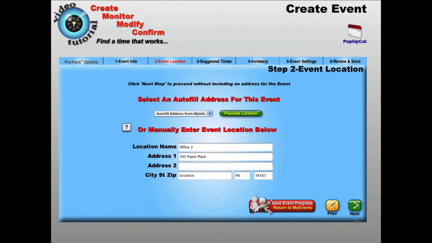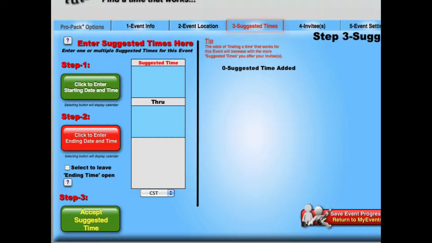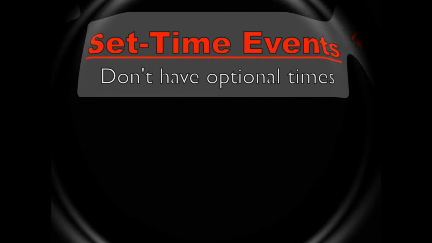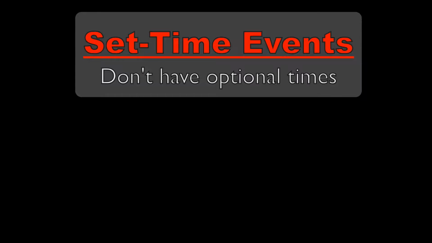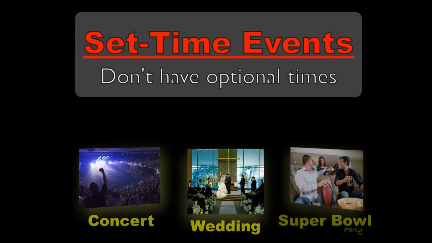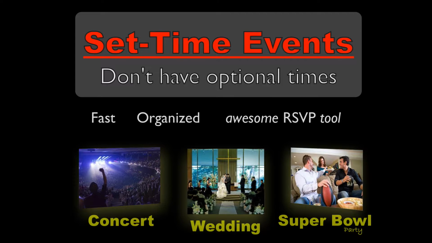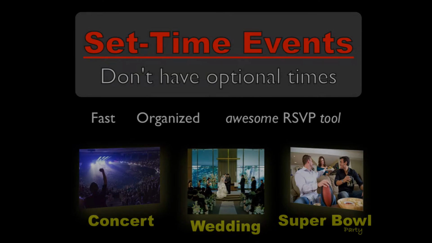Welcome! In this tutorial, we'll be reviewing the third tab in the standard event creation process, labeled Suggested Times. Certain events only require one suggested time, such as a concert, wedding, or say a Super Bowl party, which are typically held at a set time. Using this program for scheduling set time events is extremely powerful and efficient.